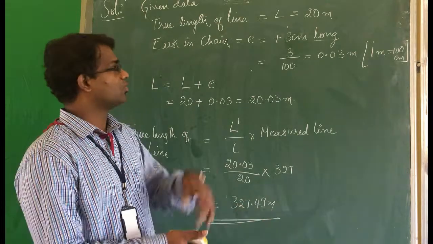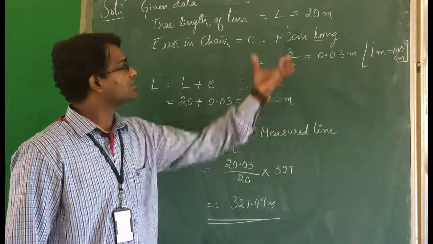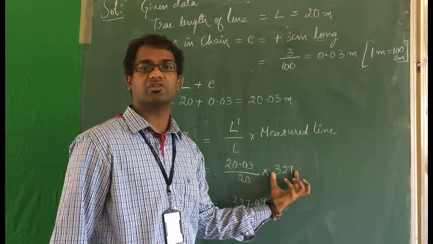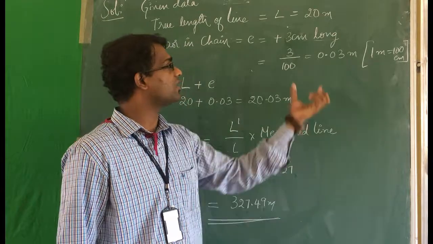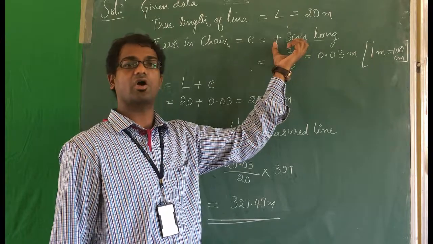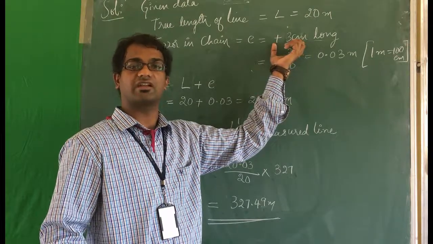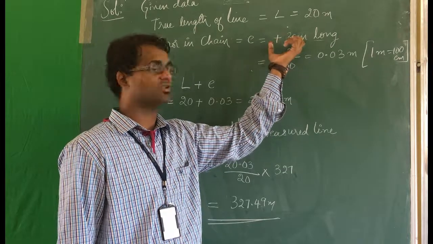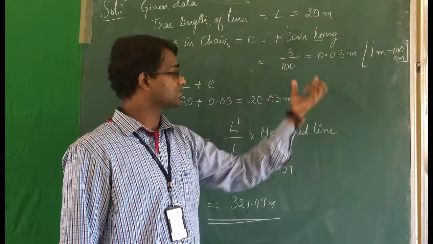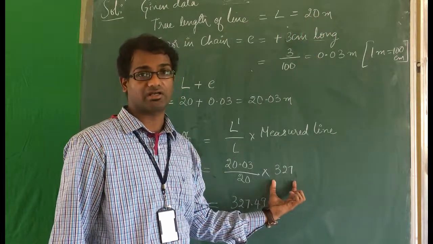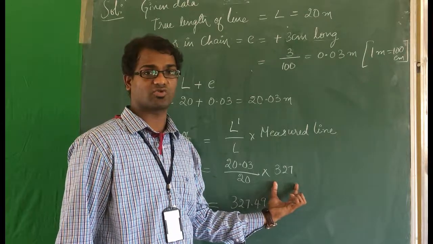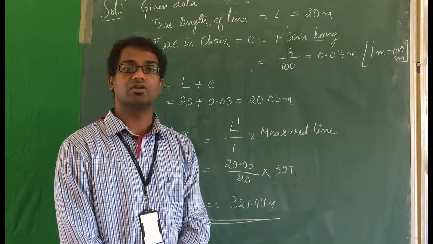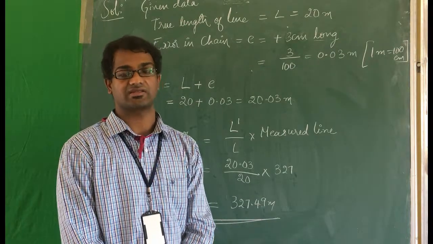327.49 meters. What does it mean? You have taken a 20 meter chain and you have finished measuring 327 meters, but later it was found that it is 3 centimeters too long. How will you know? When you standardize the chain or tape, then you will know it. When the chain has been standardized, it was found that it was 3 centimeters long. Now this 327 is no more a correct length, it is incorrect. So the correct length is 327.49 meters. You have calculated 0.49 meters excess.